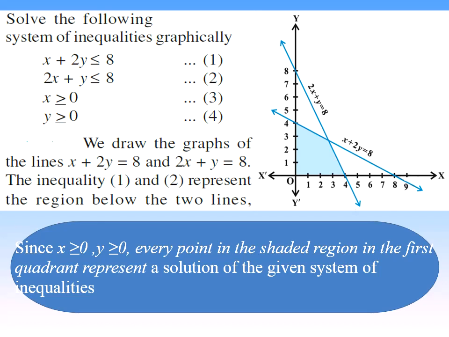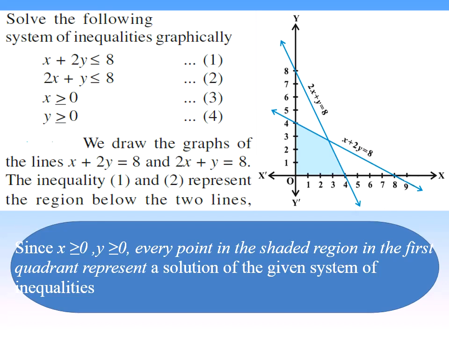So after drawing this line, first we need to put the value of the origin in the first condition, that is x plus 2y less than or equal to 8. Now if I put (0, 0) in the inequality, we get 0 is less than or equal to 8. So yes, obviously 0 is less than 8. So we need to consider the lower half part where the origin is present. So we need to draw the lower half part, which is included in the solution region.